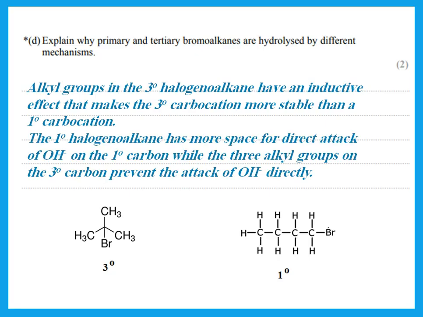This is because the primary halogenoalkane has more space for direct attack of the hydroxide on the primary carbon, while the three alkyl groups on the tertiary carbon in the tertiary halogenoalkane will prevent the hydroxide from attacking directly. This is how we explain the difference in mechanism between primary and tertiary halogenoalkanes.